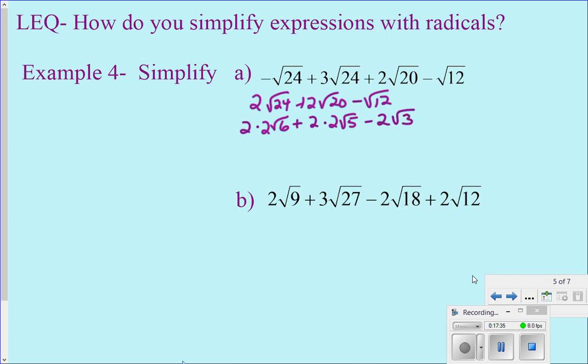So now I'm going to simplify. 2 times 2 root 6 is 4 root 6. 2 times 2 root 5 is 4 root 5. And minus 2 root 3 on the end. Now checking, I don't have any like terms because root 6, root 5, and root 3 are all different. So that's as far as I can go.